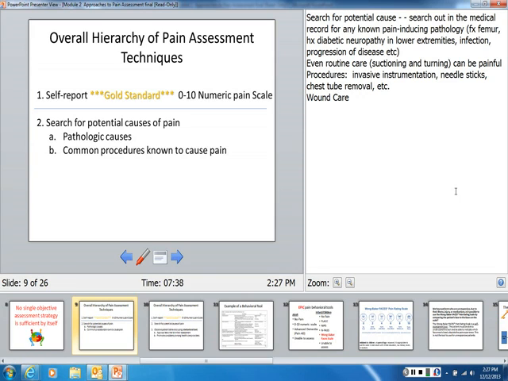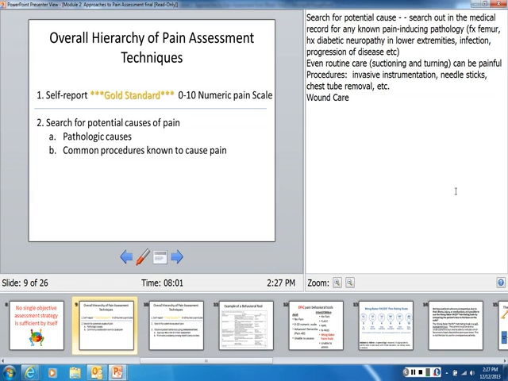Did they break their hip and that's why they're here? Do they have a history of diabetic neuropathy in the lower extremities? Do they have an active infection going on now? Are they having progression of a disease such as breast cancer? All of these things are known to cause pain, and so I would keep that in mind as I went through the rest of my assessment.